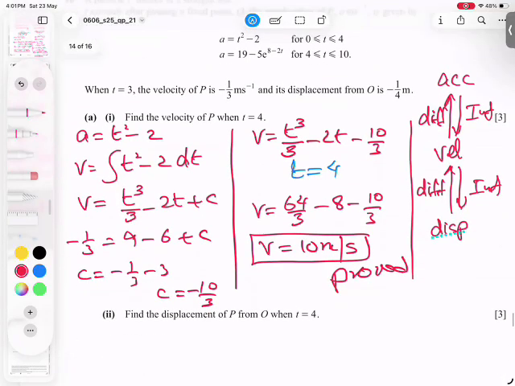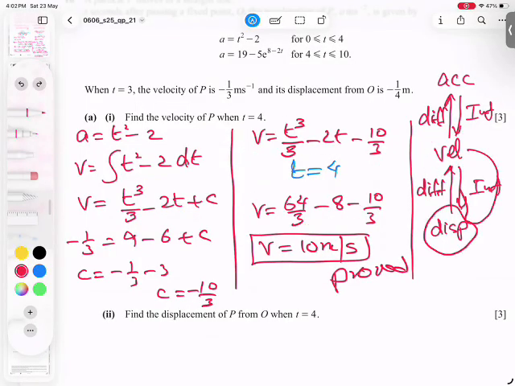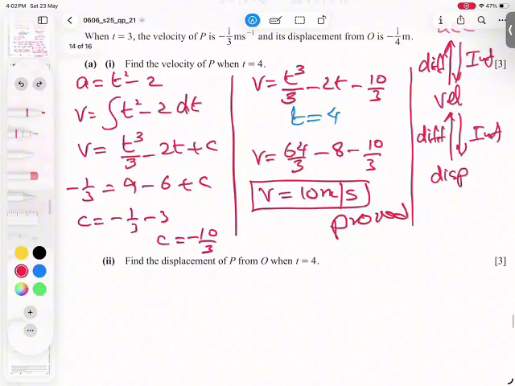Next part, displacement of P from O when time is 4. It means we are looking for the displacement of particle P when time is 4. 4 is the last time, so we can use the first equation. Right now we are on a velocity level, and I have to come one level down. So again, integration. Let's start.